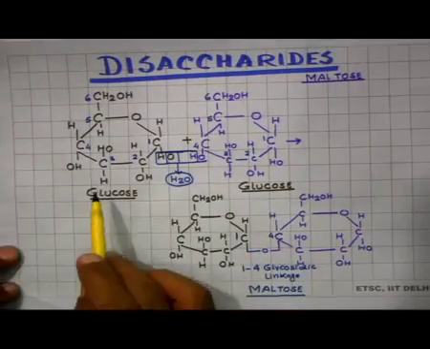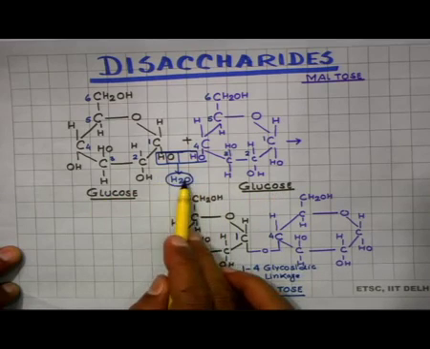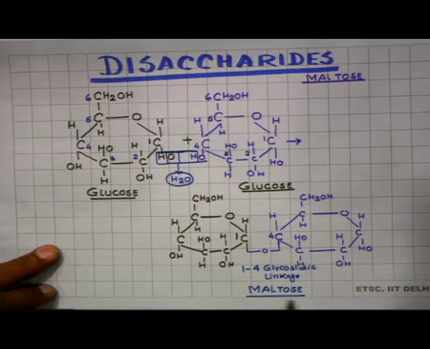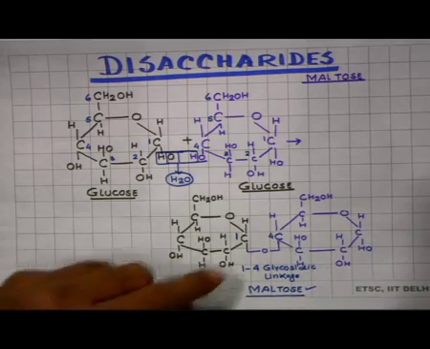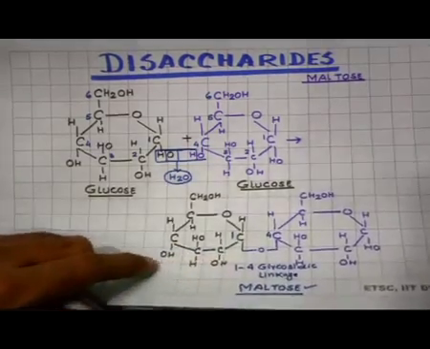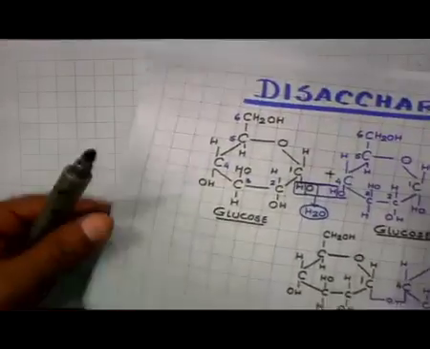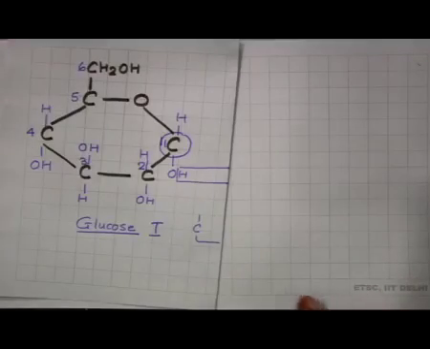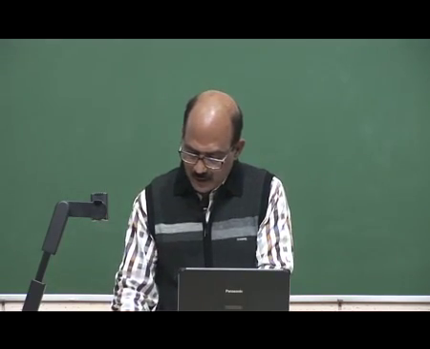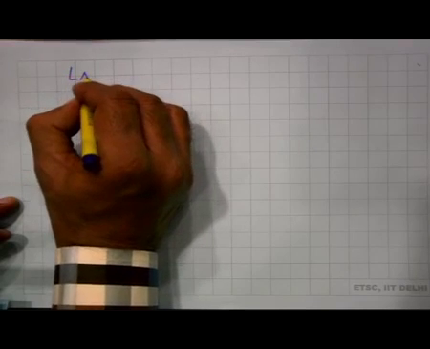So, here you can see this one is the glucose, the H2O group is released as water, then it forms maltose. Now, glucose plus glucose combined to form maltose. In the same way, we can write the other disaccharides like lactose, like sucrose. So, the second one is lactose.